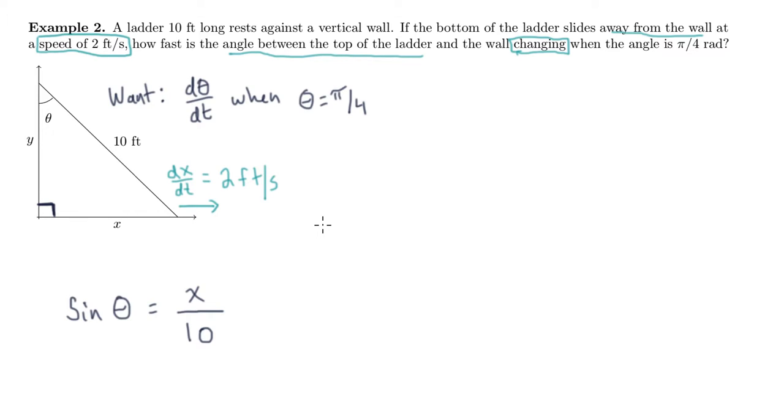Looks good. So now, what's the next step? Differentiate. So if I just differentiate this relationship between x and theta with respect to t, what do I get? Cosine theta is the derivative of sine, but then I have a factor by the chain rule, d theta dt, equals, well, this is just like 1/10 x, so in other words, 1/10 times dx dt. Alrighty, great.